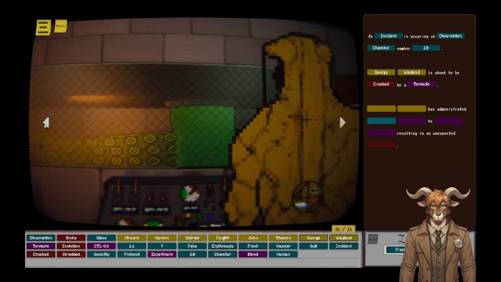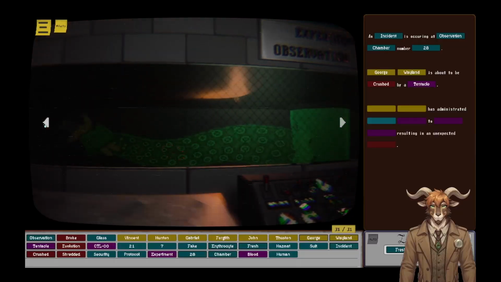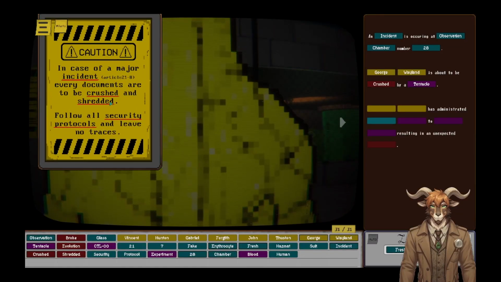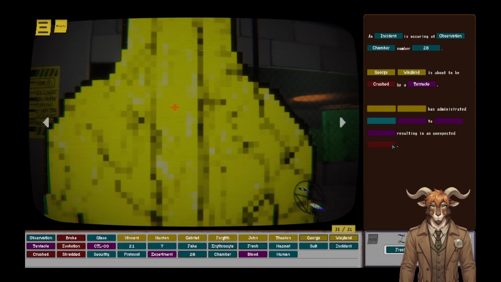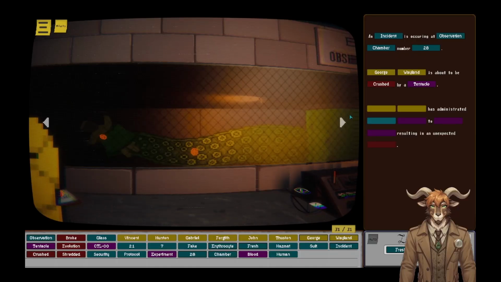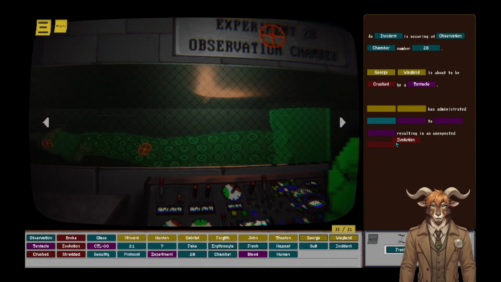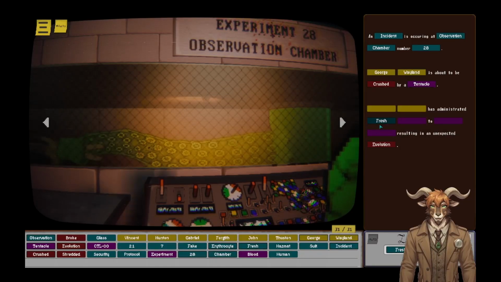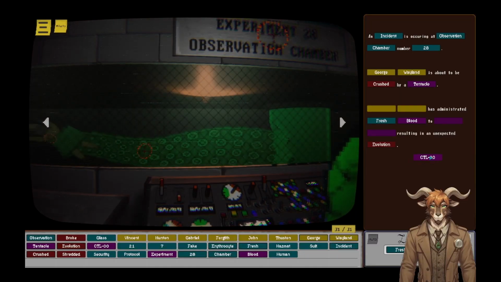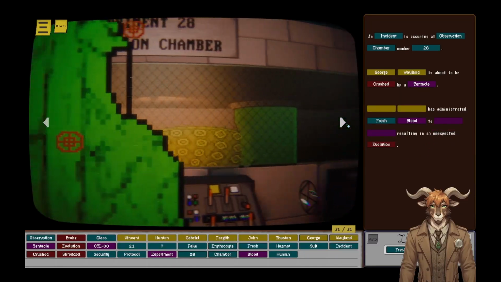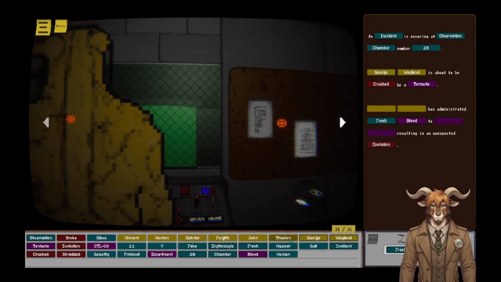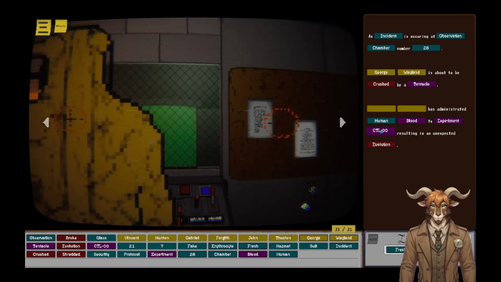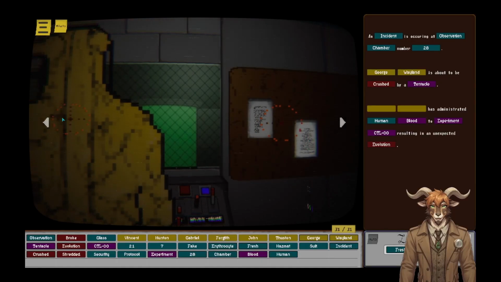Someone has administered, article 21.8 or something like that, resulting in an unexpected evolution. There we go. Has administered fresh blood. Fresh erythrocyte. Or human blood. Experiment. There we go. And who administered it? It was over here.